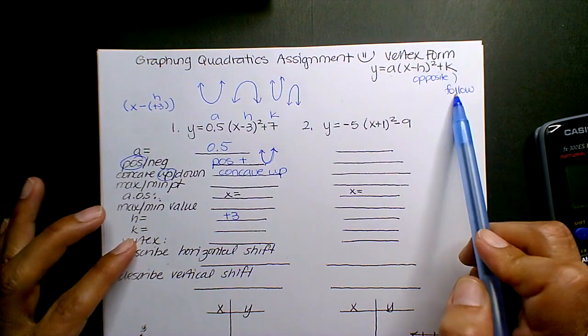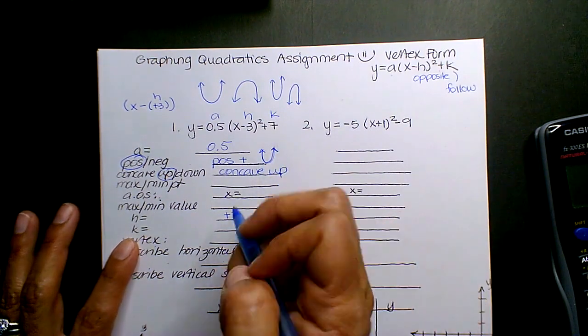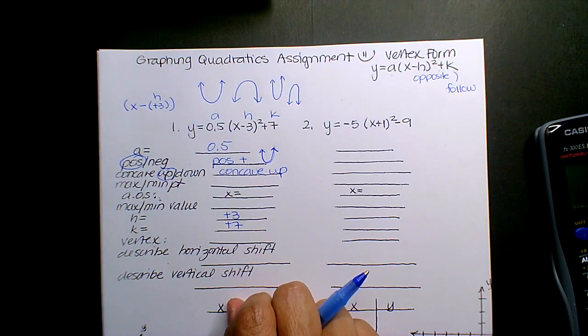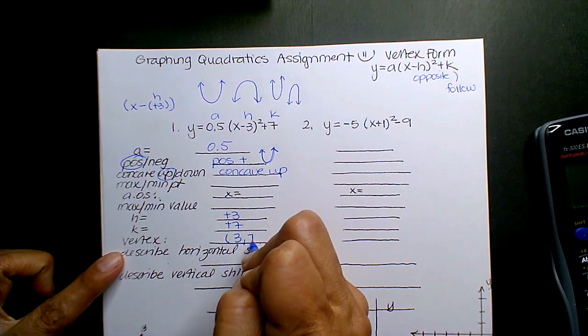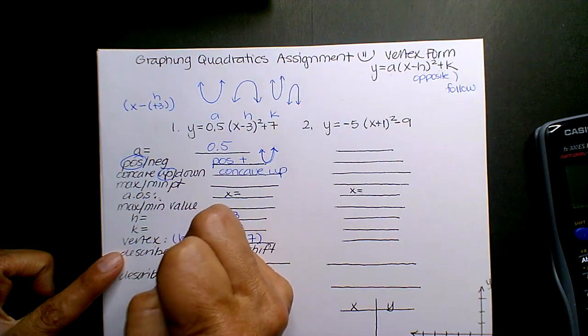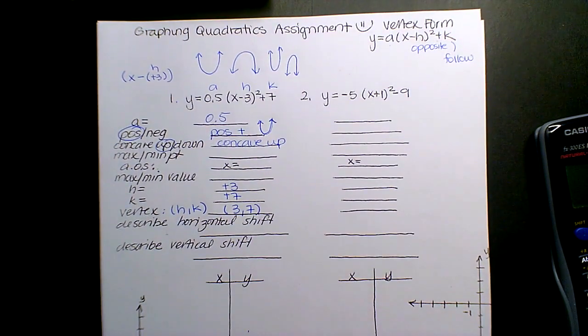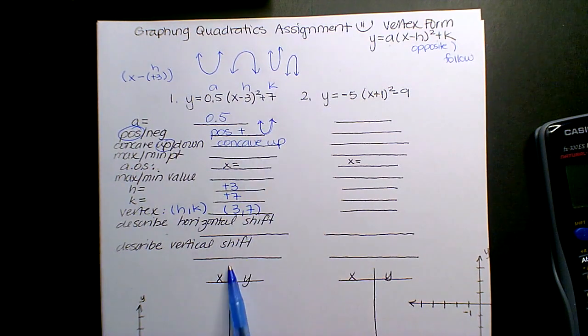Then you follow k. So what is my k value? 7. Right, positive 7. I'm the teacher, so I'll put the positive signs. Okay, so then what's my vertex? (3, 7). Your vertex is always the (h, k) point. So vertex form is very student friendly. You guys do like it because you can see the h, you can see the k, so it's very easy to graph.